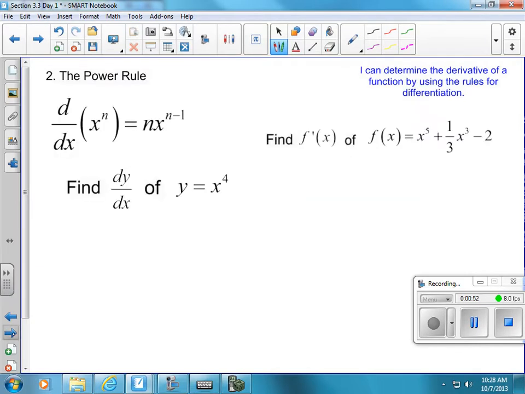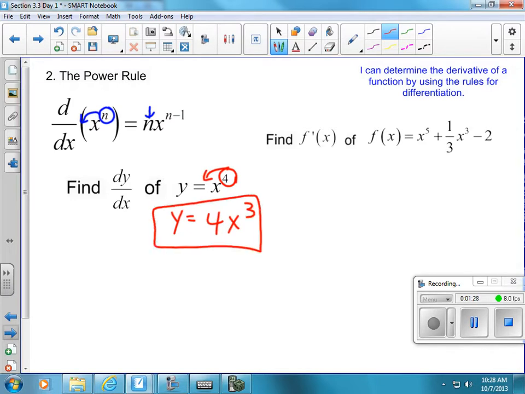The next rule is the power rule, which we use all the time for polynomials. Find the derivative of y equals x to the fourth, which is a polynomial. What you do is you take the power of the x term, put it in front, and then subtract 1 from the exponent. So in the case of y equals x to the fourth, take your 4 and move it in front, 4x to the, and then subtract 1 from 4, 4x to the third.